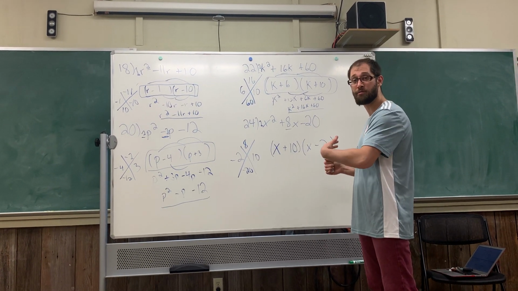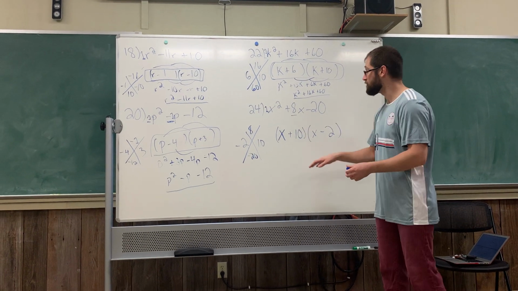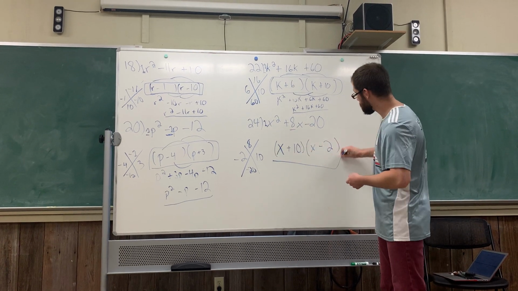A times B equals B times A, right? 3 times 4 equals 4 times 3. So it doesn't matter which you put first. This is our factored answer.